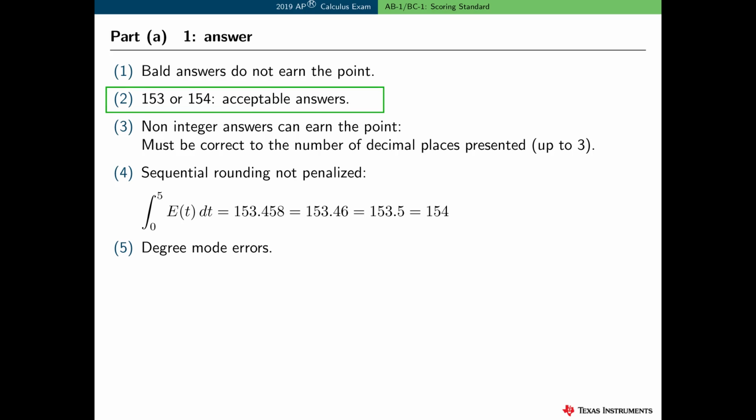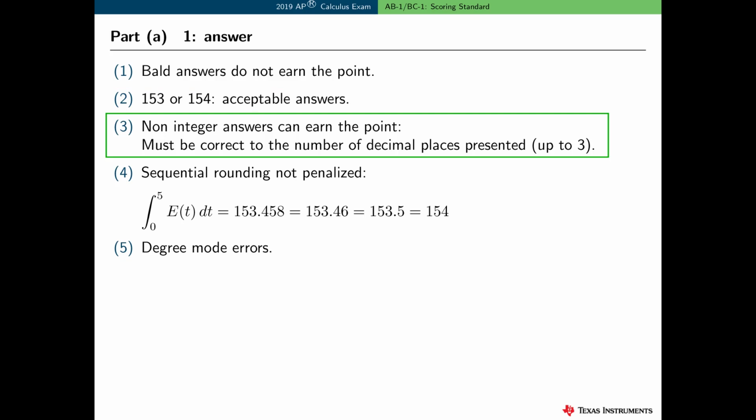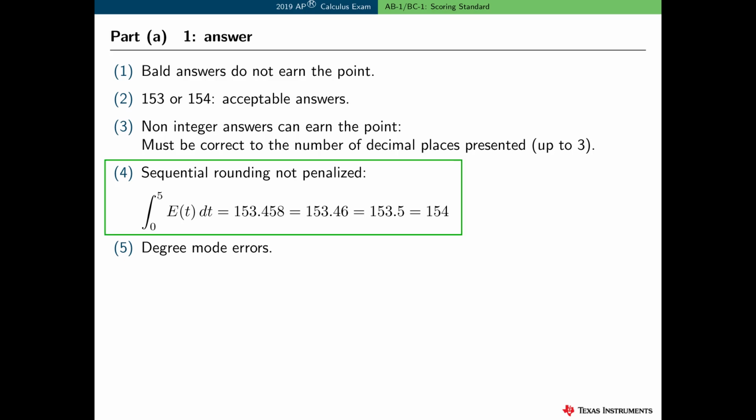We will accept either 153 or 154, and a non-integer answer can still earn the point here. However, the answer must be correct to the number of decimal places presented, well, up to 3. And this kind of sequential or linked rounding was common and was not penalized. Now, unfortunately, some students clearly had their calculator set to degree mode, and we had a very fair method for recognizing this error and for scoring subsequent work appropriately.